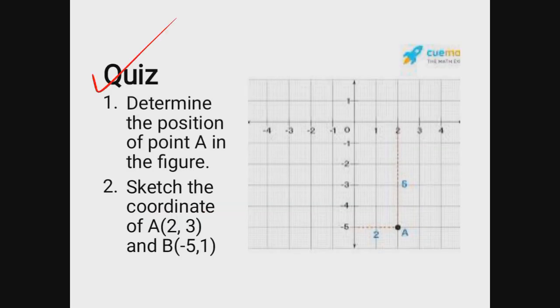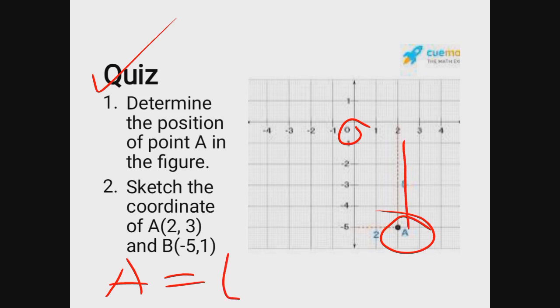Under this slide, we have a quiz. The first question: determine the position of point A in the figure, and look at point A. To know the position of this point A, our reference point will be the origin, which is 0 here. According to the diagram we have here, to locate the position of A, that will be (x, y), and on the x-axis A is at point 2, and on the y-axis A is at -5. That implies that the position of point A on this Cartesian plane is (2, -5).